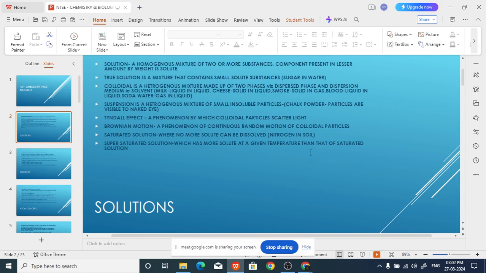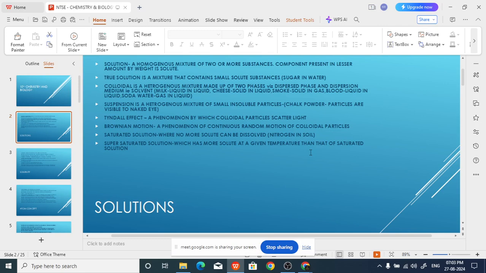Colloidal is a heterogeneous mixture made up of 2 phases. Colloidal is heterogeneous, it is not a homogeneous mixture. It means it is not mixing uniformly in the same way everywhere. In a colloidal, in some places the mixture will be very dense, in some places it does not mix properly. So it has got 2 phases: one is called the dispersed phase and the other the dispersion medium.